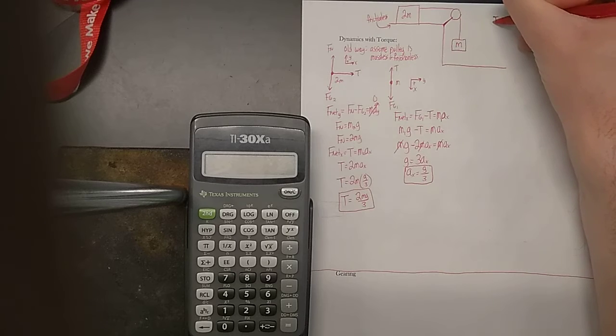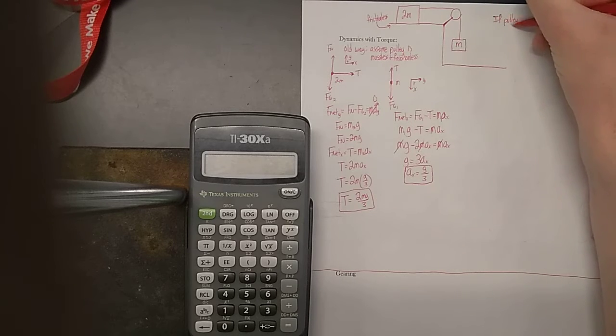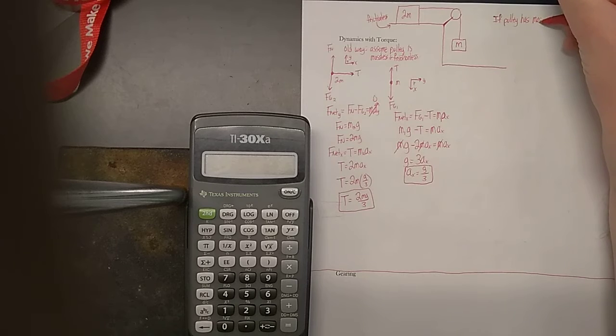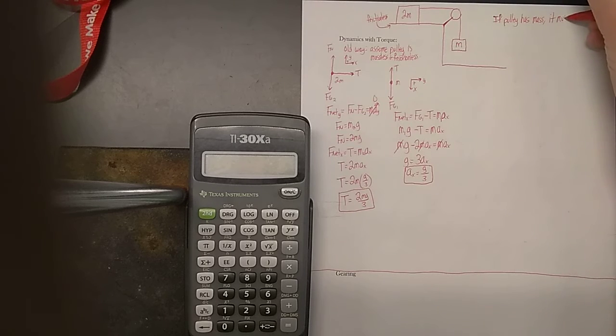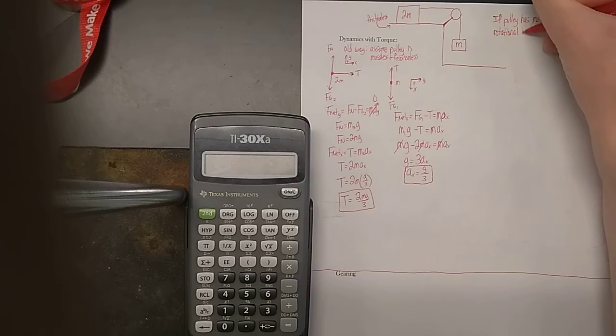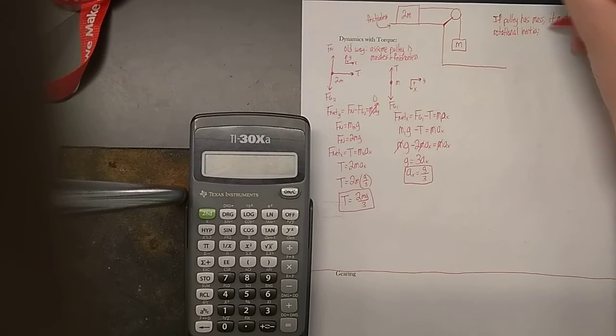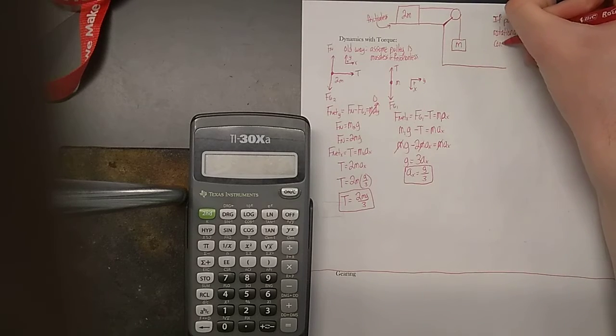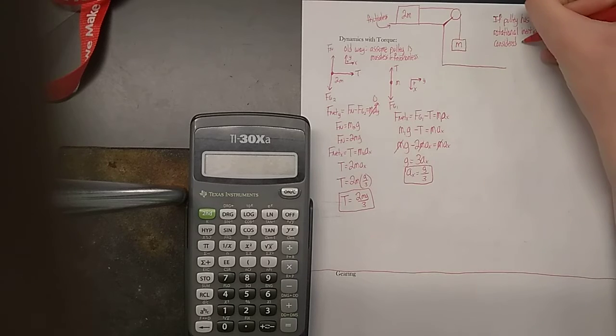So, if the pulley has mass, it must have what we would call rotational inertia. It must have a moment of inertia. Okay, so if it has mass, it must have a moment of inertia. Therefore, it must be considered in the problem.